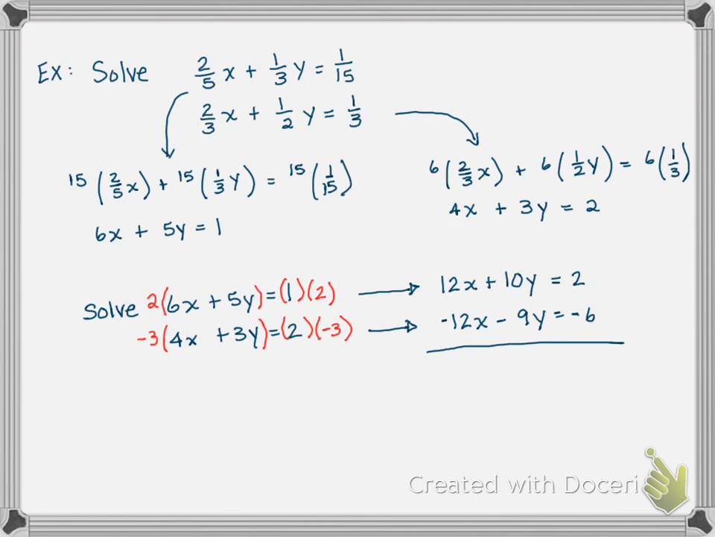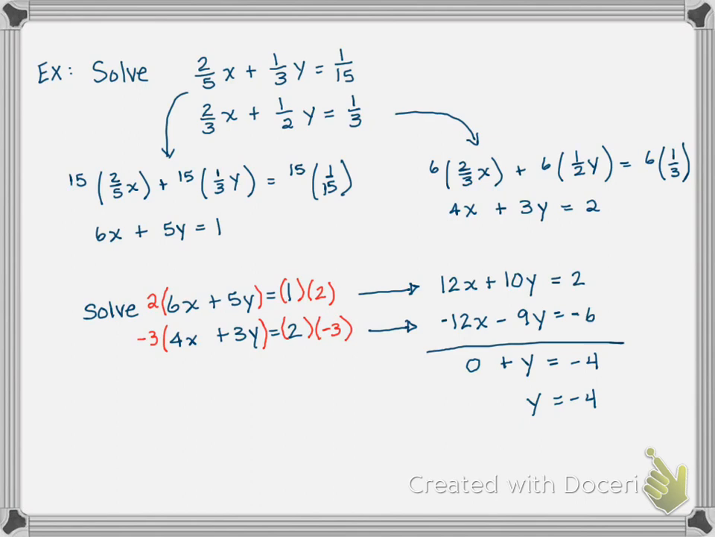And then we'll add. 12x plus negative 12x is 0. 10y plus negative 9y is 1y. And then 2 plus negative 6 is negative 4. Well, that worked out nicely. So y is just equal to negative 4.